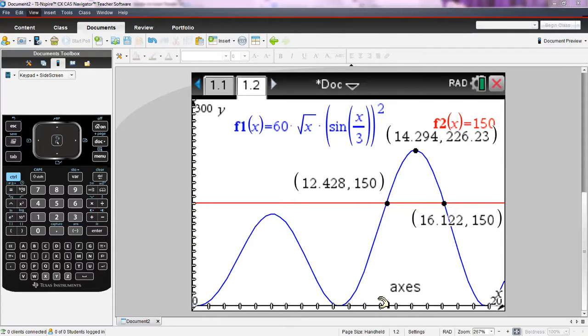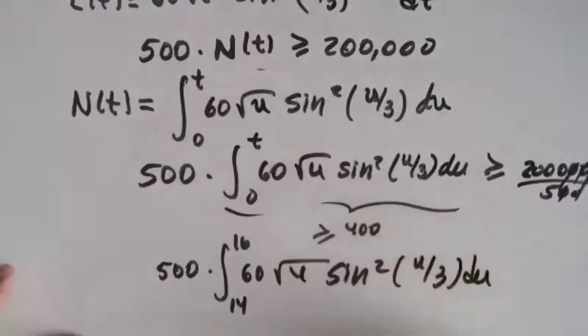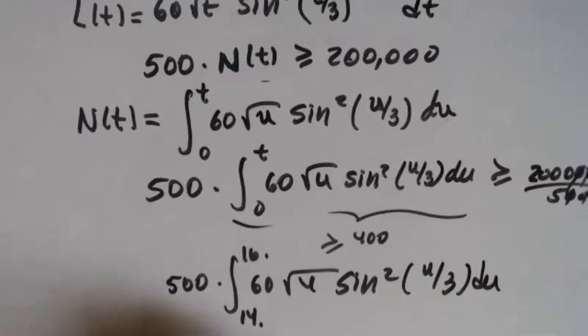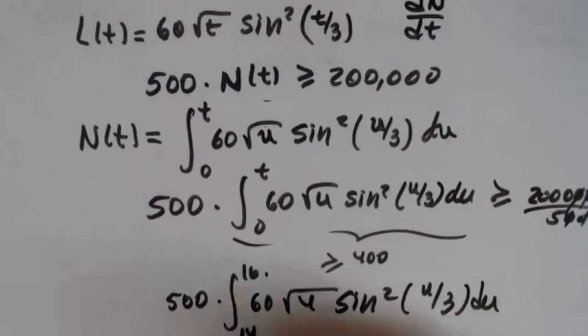So how can we write that one? It is 500 times the integral between 14 and 16 of 60 square root of u sine squared of u over 3 du, correct? Let me show you what I wrote. Between 14 and 16 is an interval of 2 hours: 0 to 2, 2 to 4, 4 to 6, 6 to 8, 8 to 10, 10 to 12, and so on. 14 to 16 is the interval, because the maximum is between 14 and 16, correct?